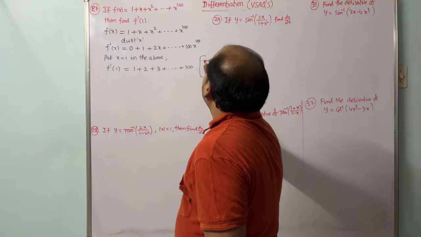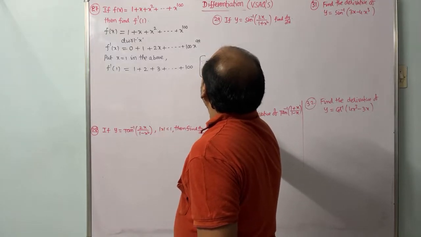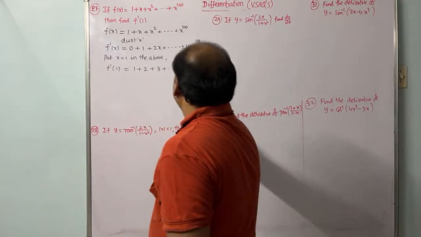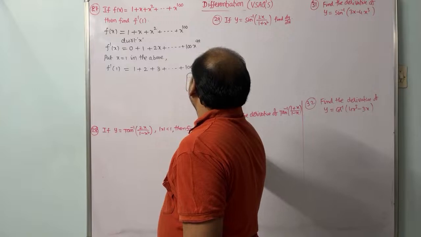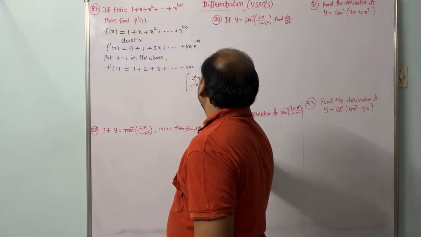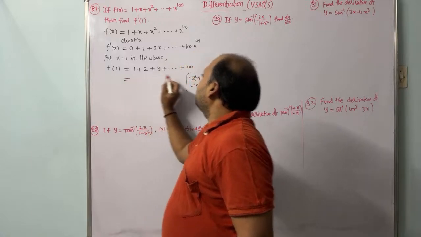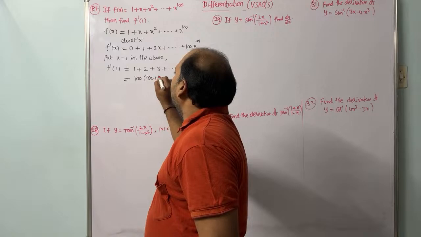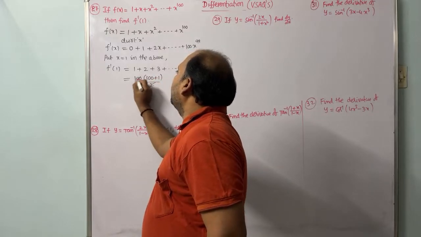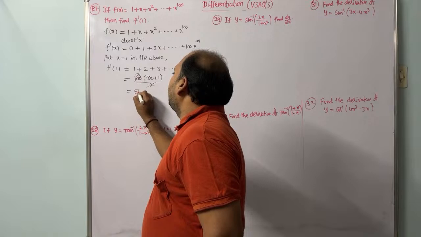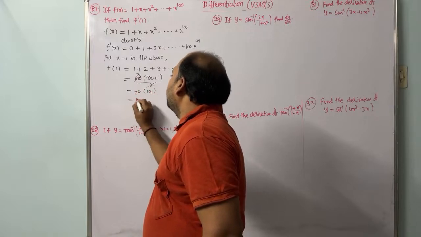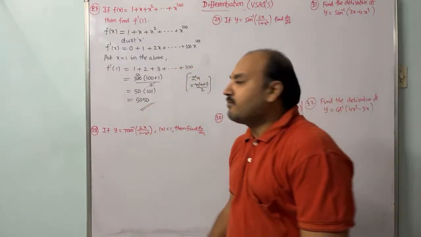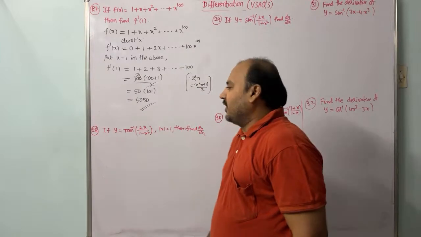So we know that, here I will write, sigma n equal to n into n plus 1 by 2. So similarly n is equal to 100, no? 100 into 100 plus 1 divided by 2. 2 ones are 2, 2 50s. So 50 into 101, which is equal to 5050. So therefore the value of f dash of 1 equal to 5050.